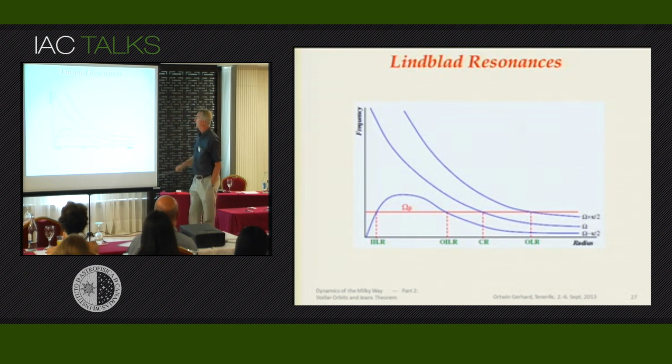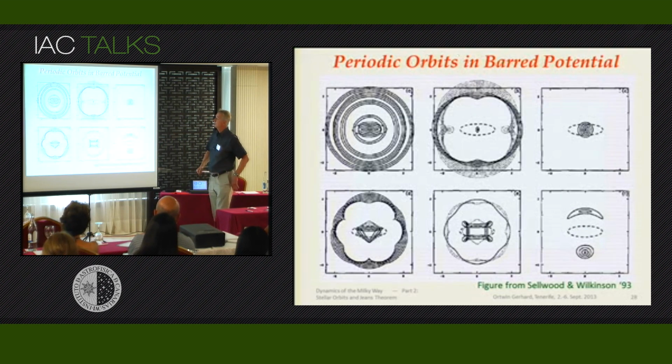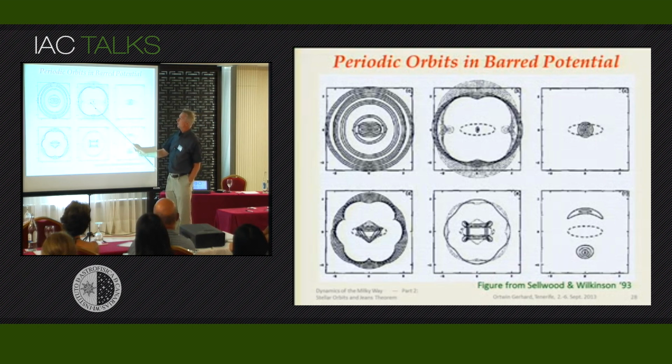And now let's look at some rotating perturbation and give it this pattern speed omega p. Then you see this constant frequency would cut those three curves in these points here, here, and here. And these are then the location of the resonances in your mass distribution, in your disk. So that would be the co-rotation resonance where omega equals omega p. This is the outer Lindblad resonance where omega p is omega plus kappa half. And this is the inner Lindblad resonance where this is equal to omega minus kappa half.